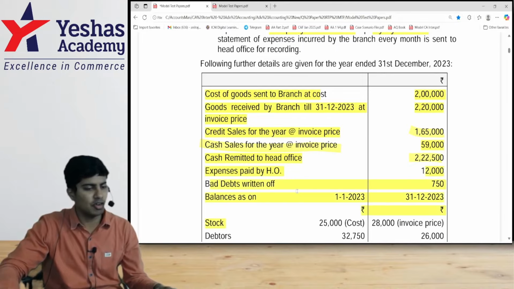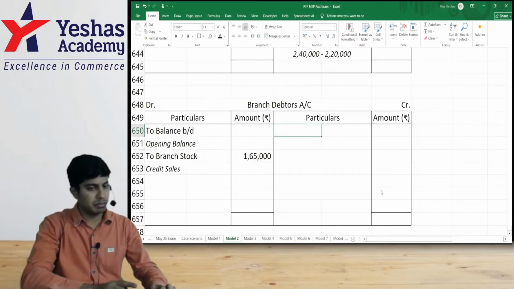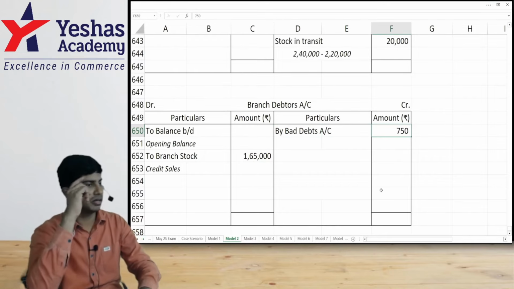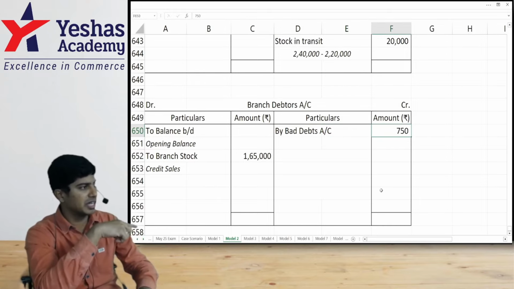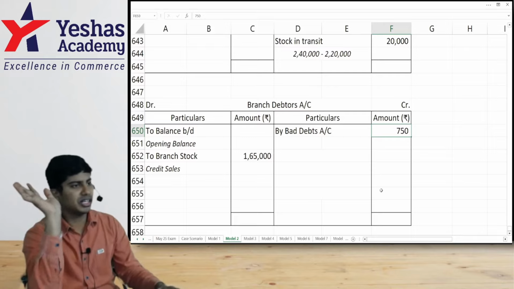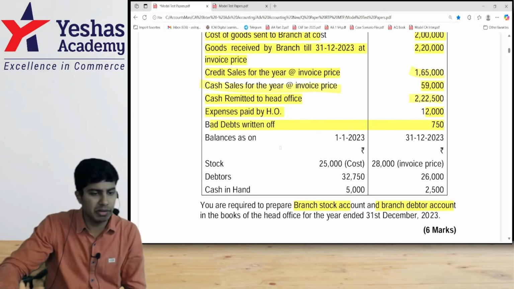Then we have bad debts written off. How much bad debts written off? 750. This will reduce our debtors. In my debtors account, I'll write on credit side by bad debts, which will be posted to branch PL. Branch PL debit side again, I should write this branch bad debts, 750 done.